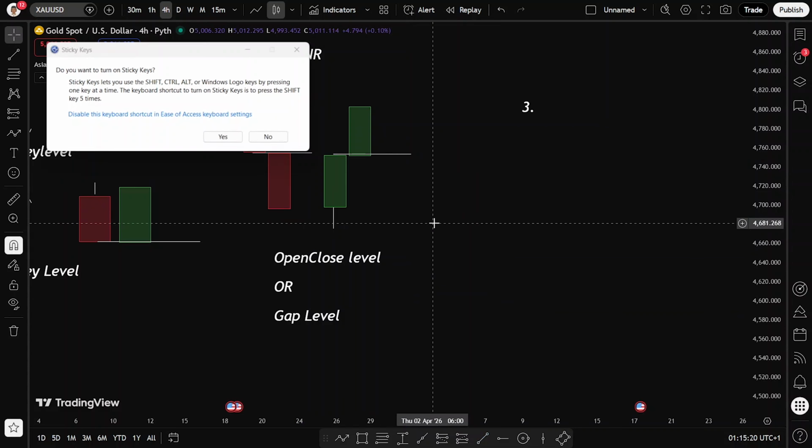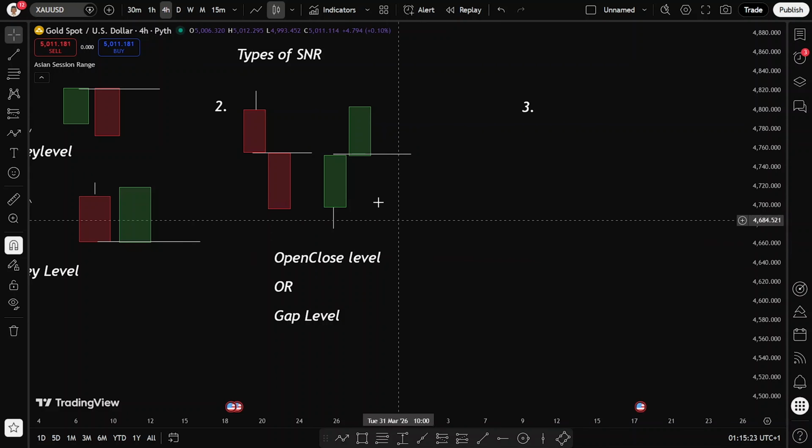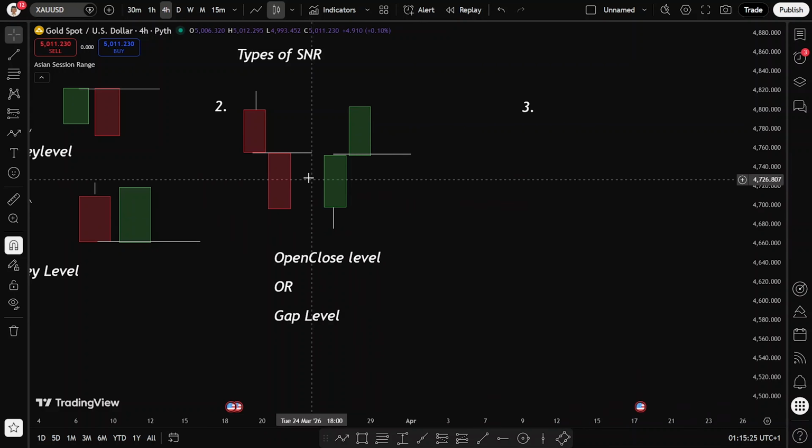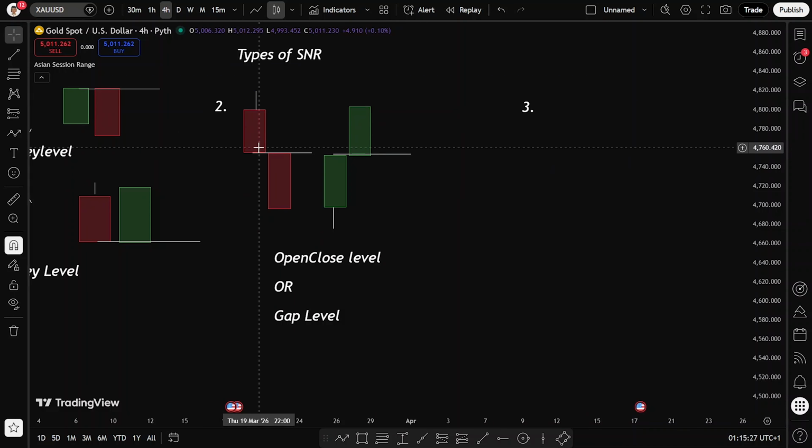So you want to mark out the closing price of the candle, sorry. So this is a bearish candle moving to the downside, and this is the closing price. So mark out the closing price, then price opens here and continues dropping, then closes here.